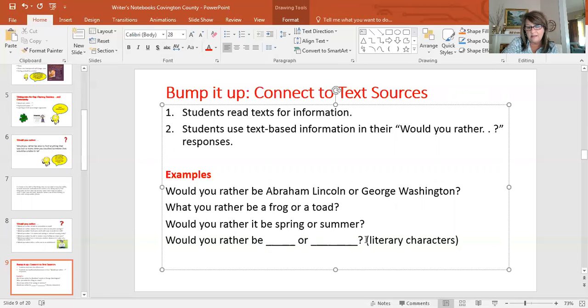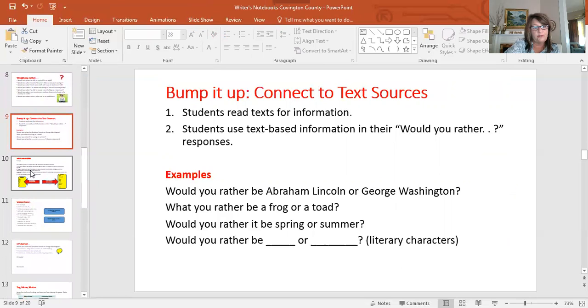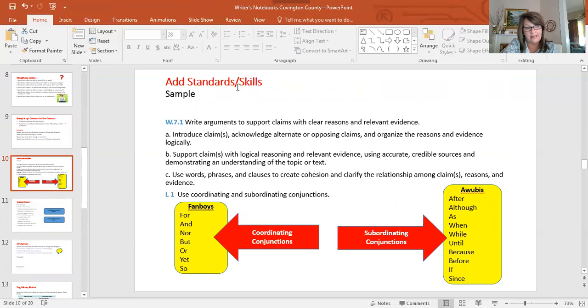You can also link this to literary characters if you want to. So you're reading a book, and let's say you're reading The Outsiders. Would you rather be Pony Boy or Johnny? And you tell why. And of course, those reasons come from the text. So now let me play around with this. I'll model with this. But first I want to show you how you can bump it up by connecting to text sources, but you can also bump it up by connecting it to more of your standards or your skills.